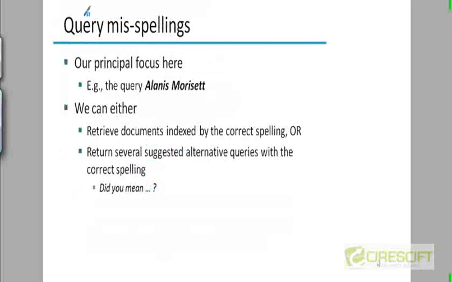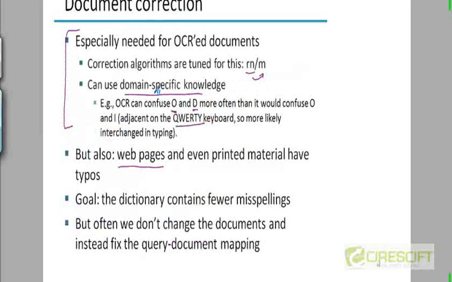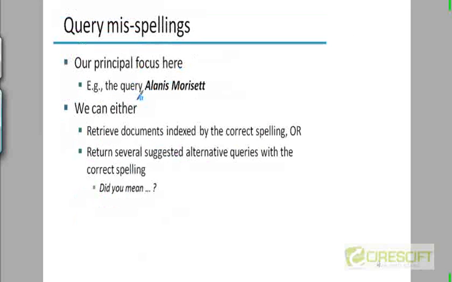Okay, so let's focus on number 2 here. The second use of spelling correction, which is to correct user queries. So let's consider a query like Alanis Morissette. She's a celebrity, and her correct spelling is, I believe, Morissette.